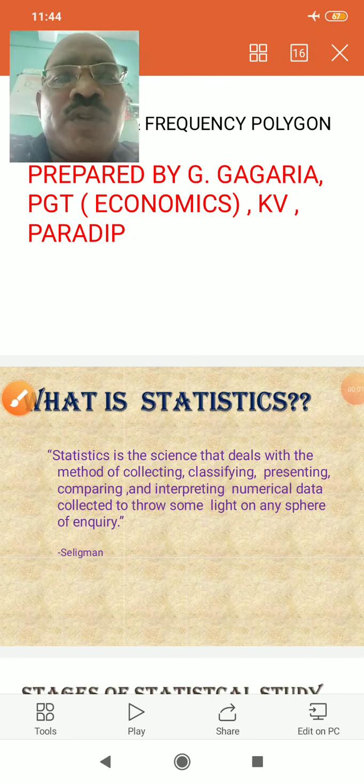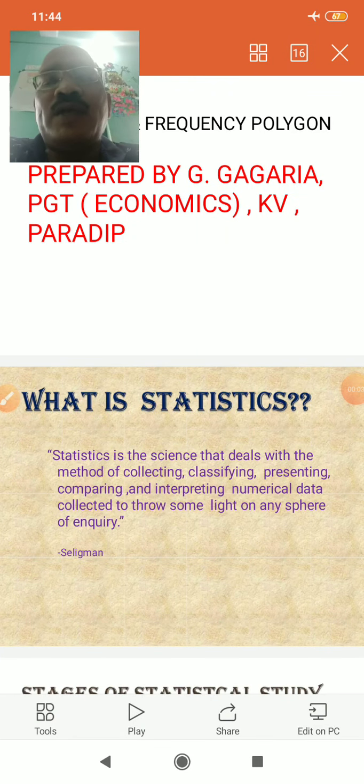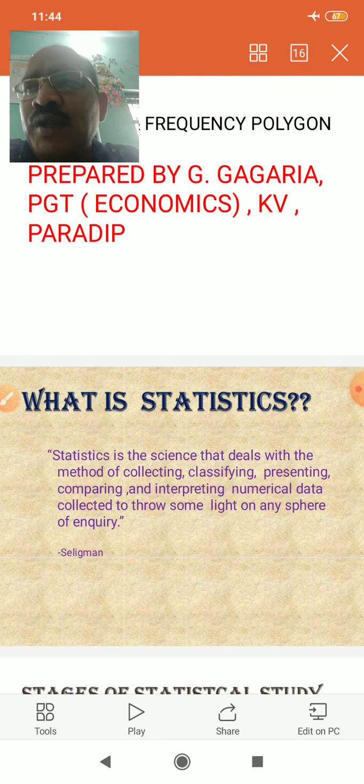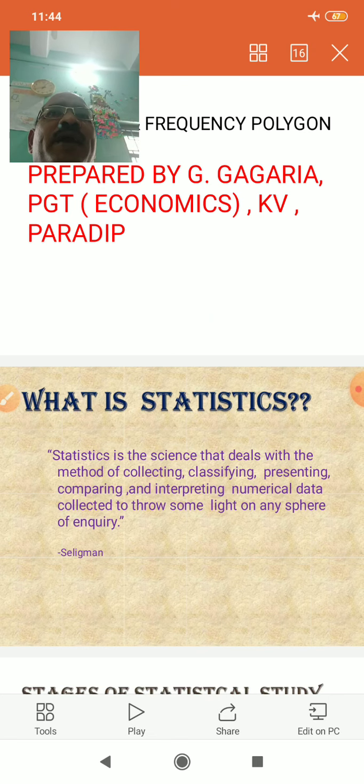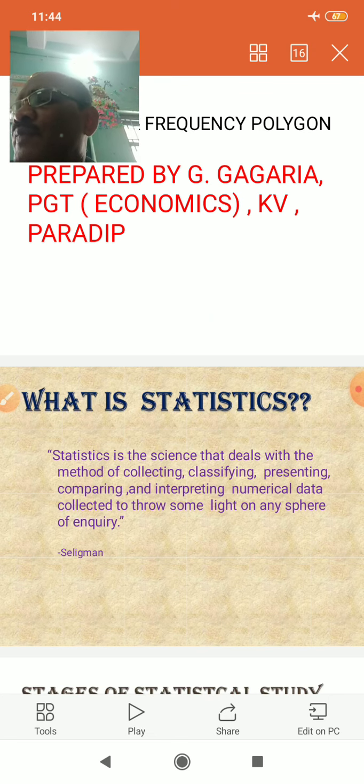Welcome NCERT class 11th unit 2, that is presentation of data. Today we will try to understand how to construct the histogram and frequency polygons. Before understanding the concept of histogram and frequency polygon, we should recapitulate the meaning of statistics, stages of statistical study, statistical tools, and presentation of data.